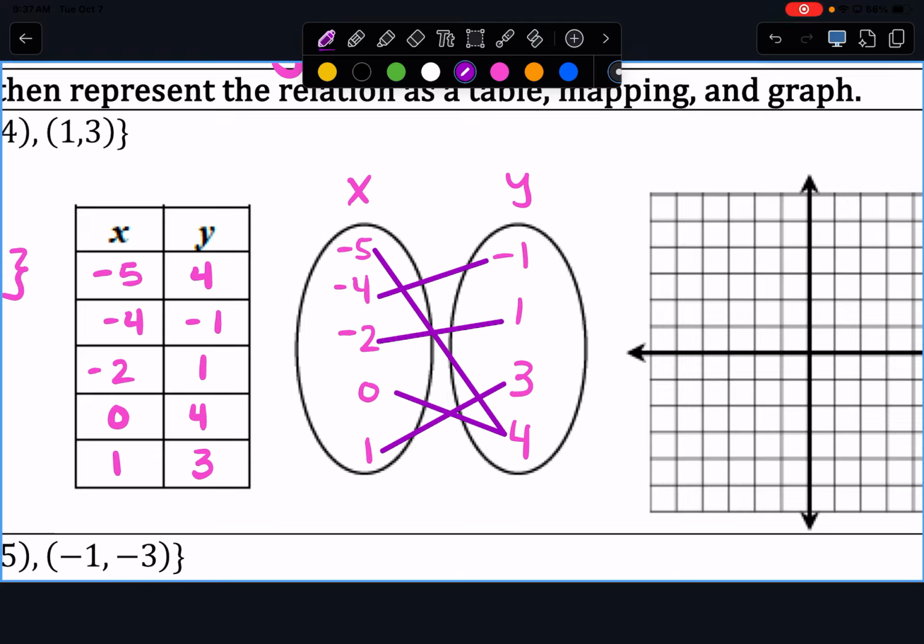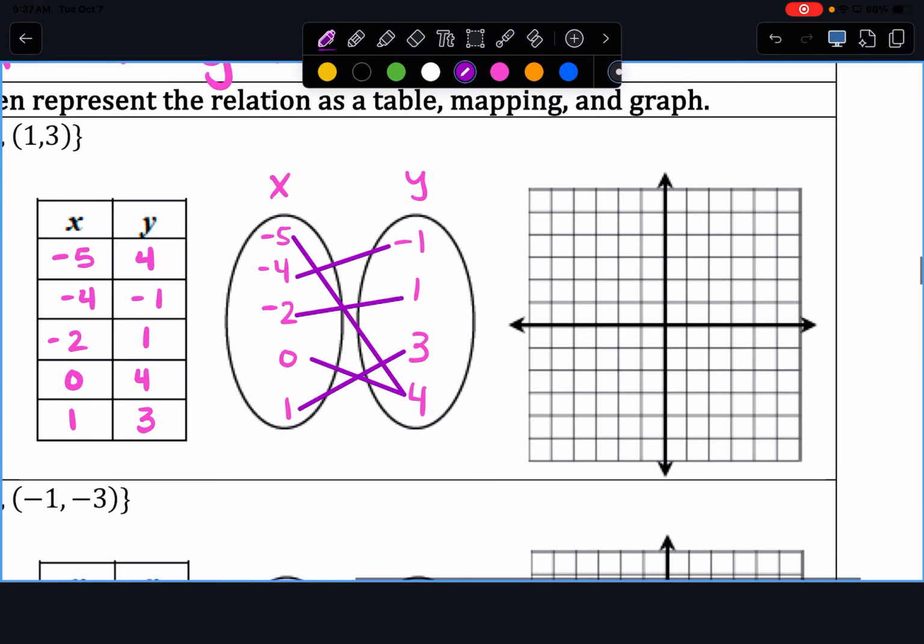And then for the graph, we just plot the ordered pairs. So on our graph, we will do -5, 4. We have -4, -1; -2, 1; 0, 4; 1, 3. We just plot our points. Now, does this represent a function or not a function? It is a function.